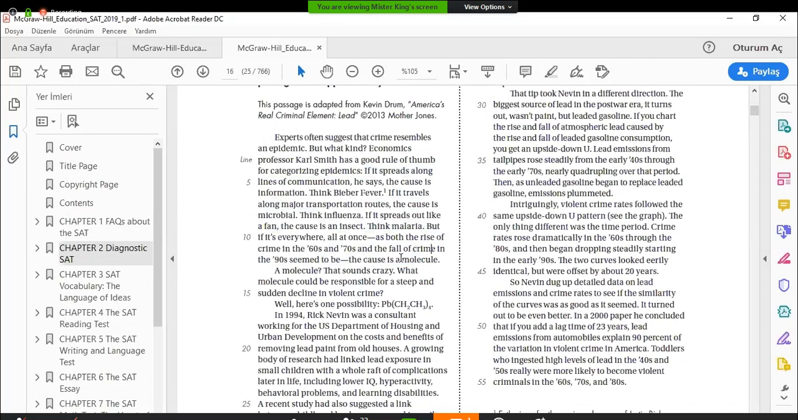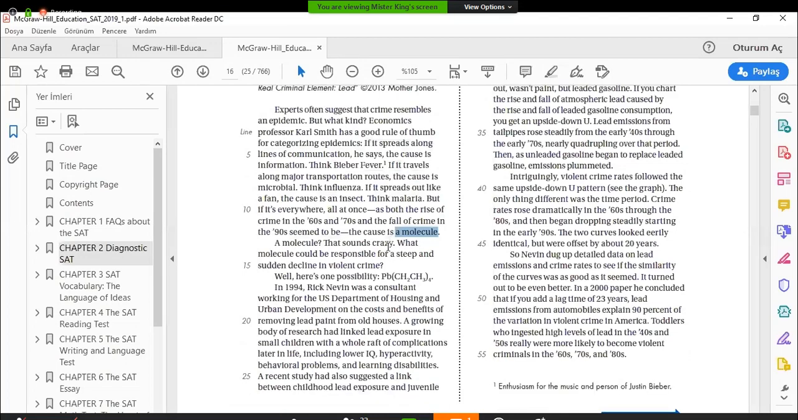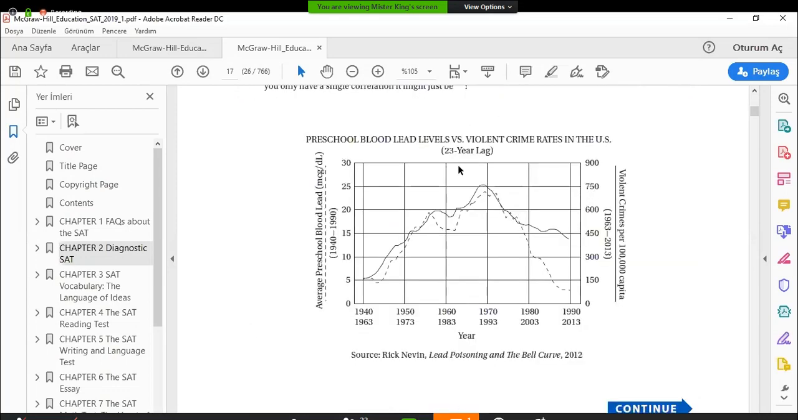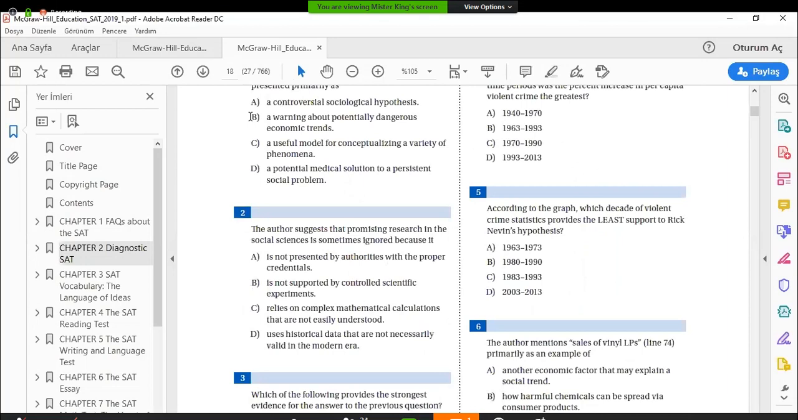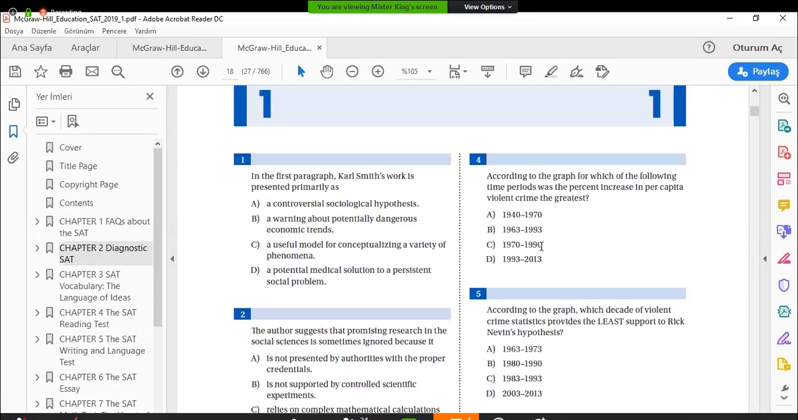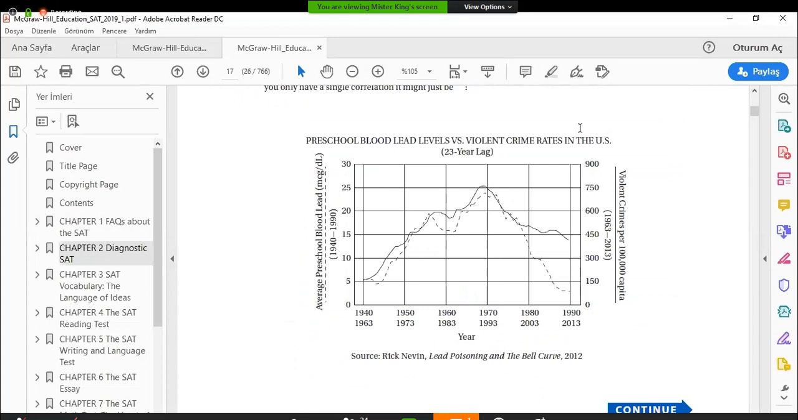If it spreads along lines of communication, the cause is information. Think beaver fever. If it travels along major transportation routes, the cause is microbial. Influenza. If the cause is an insect, think malaria. And next, the rise of crime in the 60s and 70s and the fall of crime in the 90s. The cause is a molecule. So the same logic is used for different cases. Okay, teacher, thank you. The same idea is used to explain different situations. What is the common point here? Different problems that humanity faced.